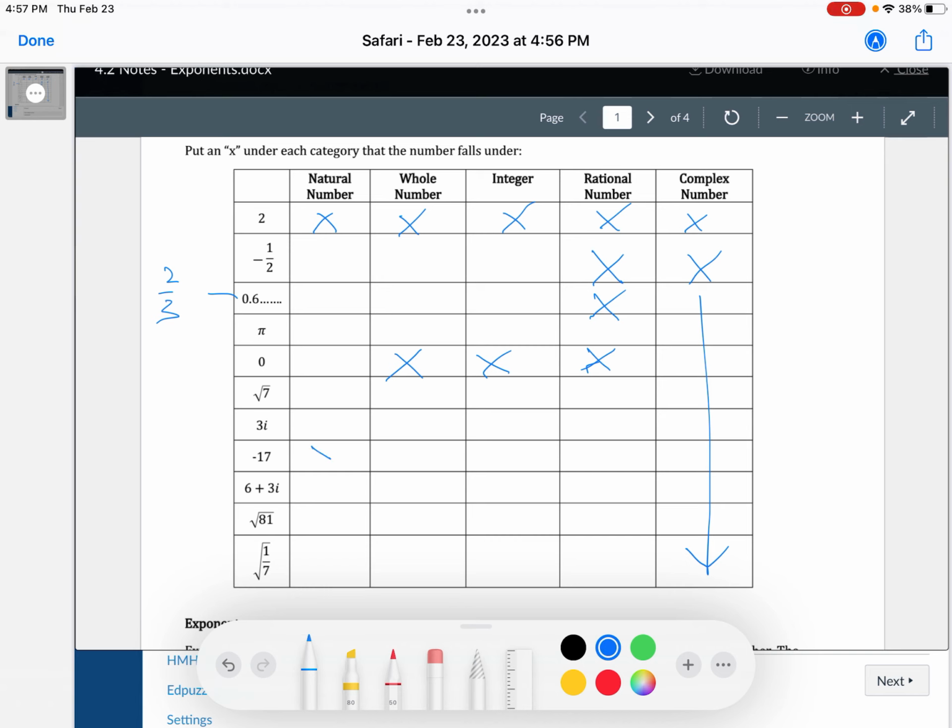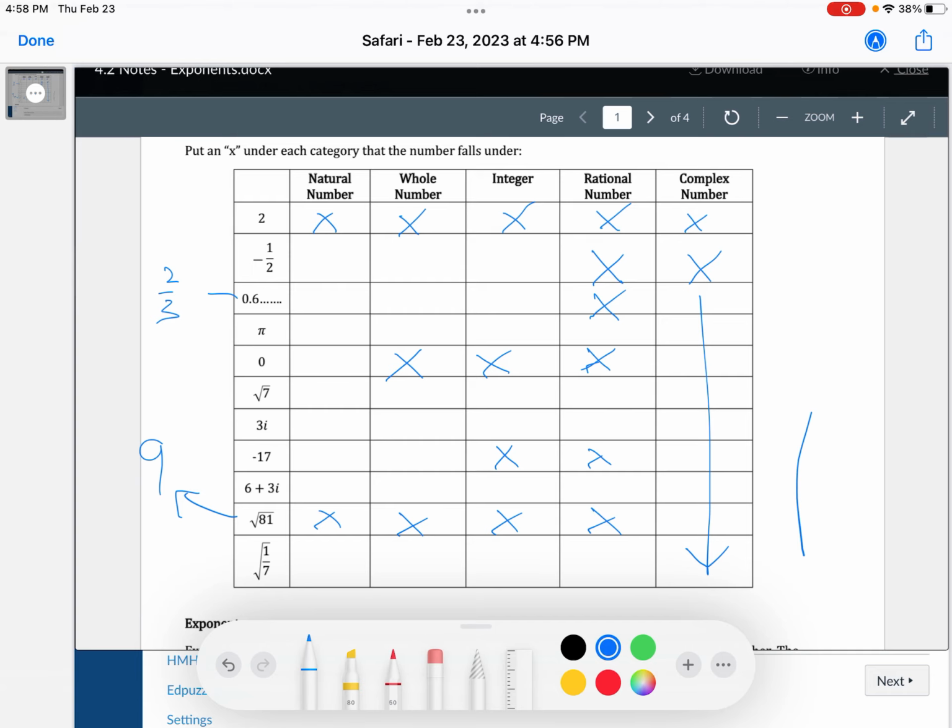-17, it can't be natural because it's negative, can't be whole because it's negative, but it is an integer, it is rational. This one, purely complex. Square root of 81, trick question, square root of 81 is 9. So we're going to say that's natural, that's whole, that's an integer, that's rational. And square root of 1/7 is going to be a crazy decimal, and so it's only going to be complex. Okay, now that's just review from the snow day lesson. Hopefully you've had a chance to go into Canvas and do lesson 4.1. If you haven't, please do that tonight.